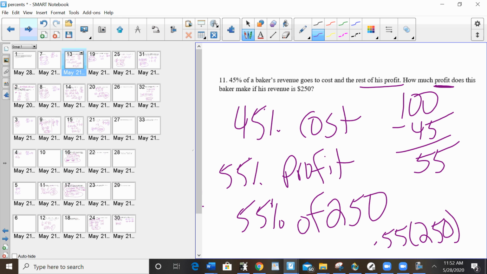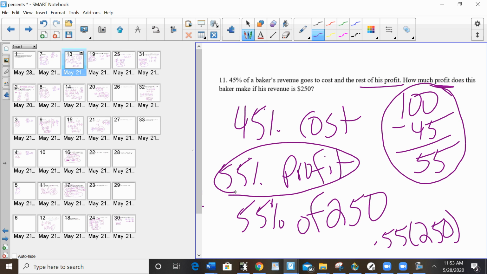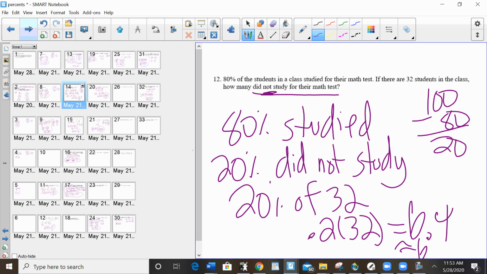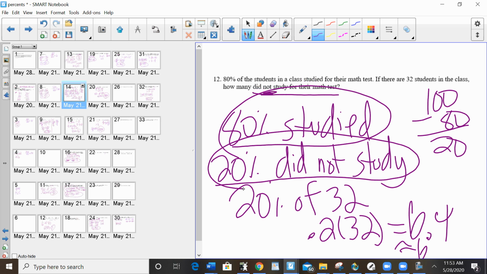The probability of something not happening is 100 minus the probability that it will happen. So here, when it said that it's all cost and profit, if it says that it's 45% cost, we subtract from 100 to find the profit. Same thing here. If 80% studied, then 20% didn't study. 100 minus 80 is 20.